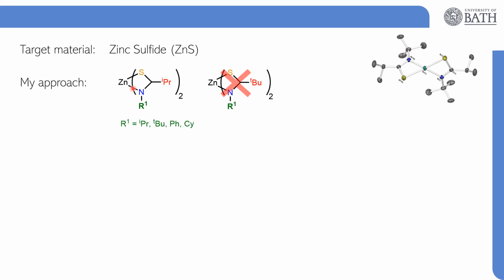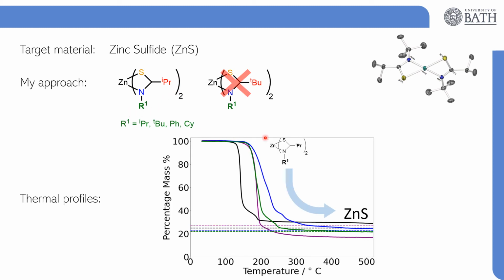Now I wanted to see whether they would decompose into zinc sulfide by cleaving off this section of the ligand. I did that by doing thermogravimetric analysis. So you take the molecule and heat it up to see if you get a residual mass which is corresponding to zinc sulfide.